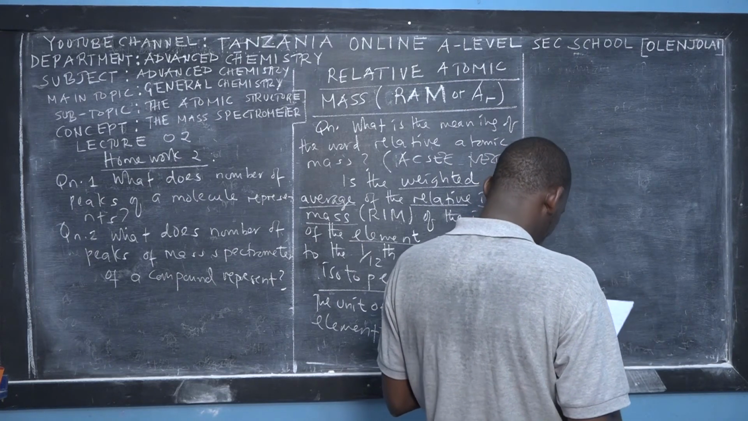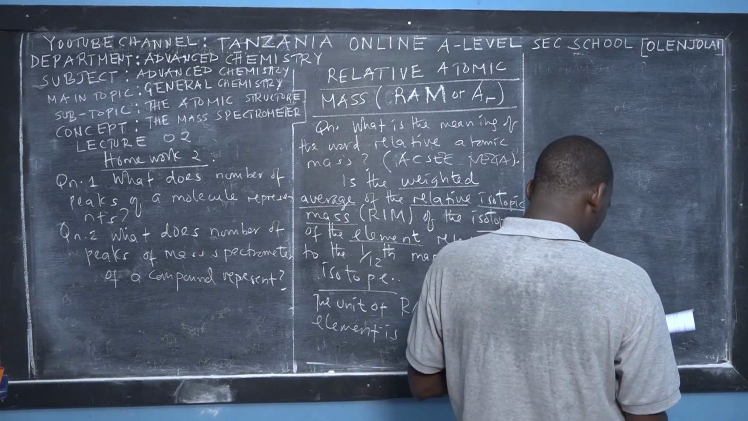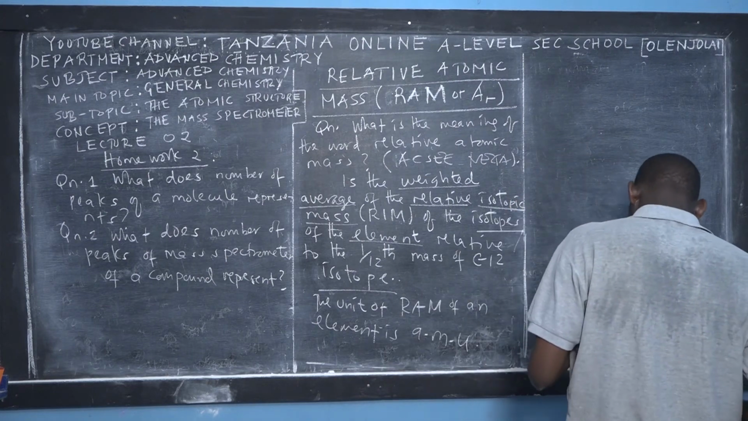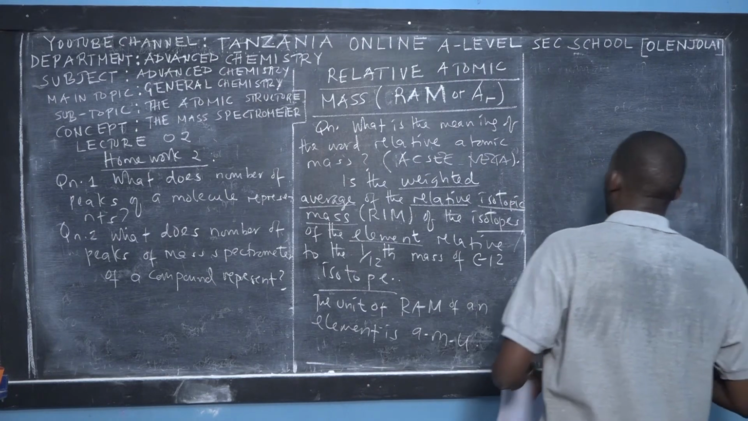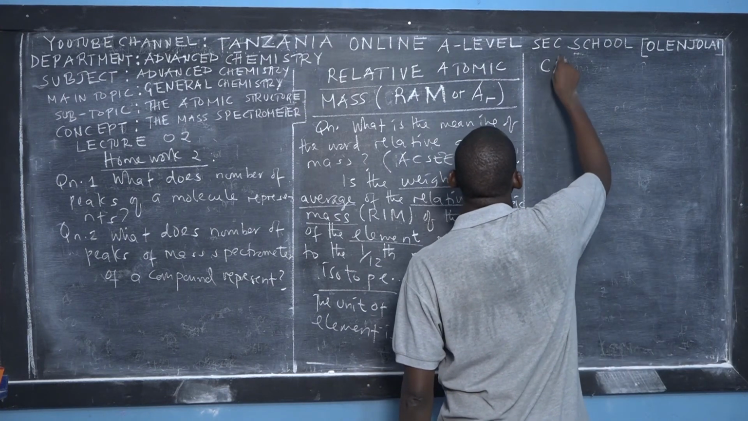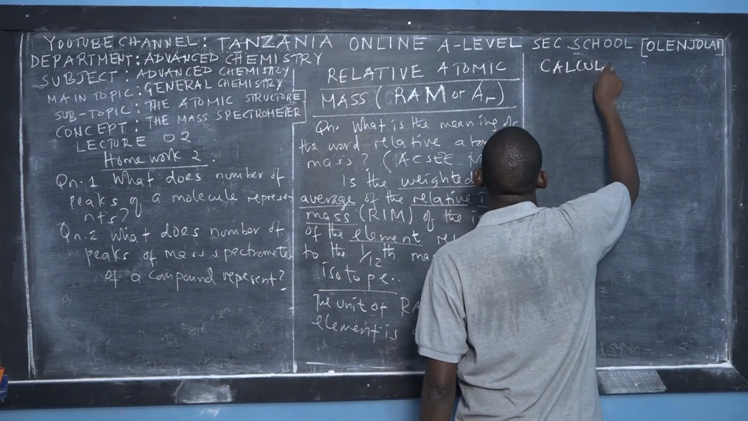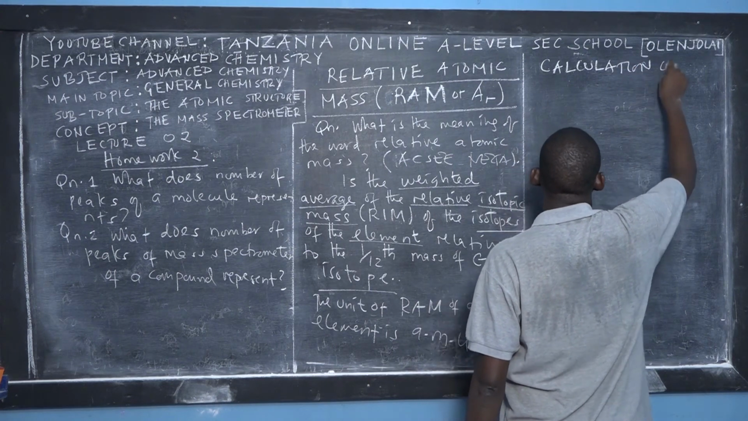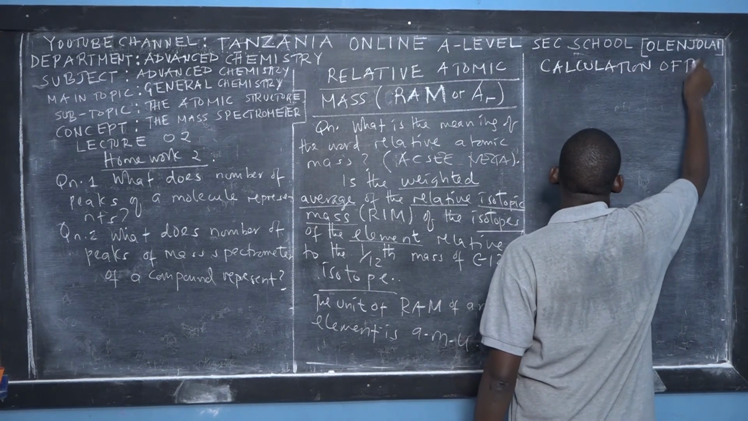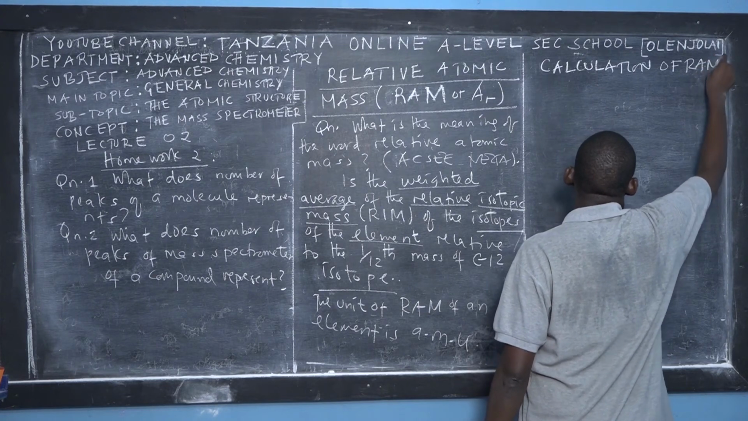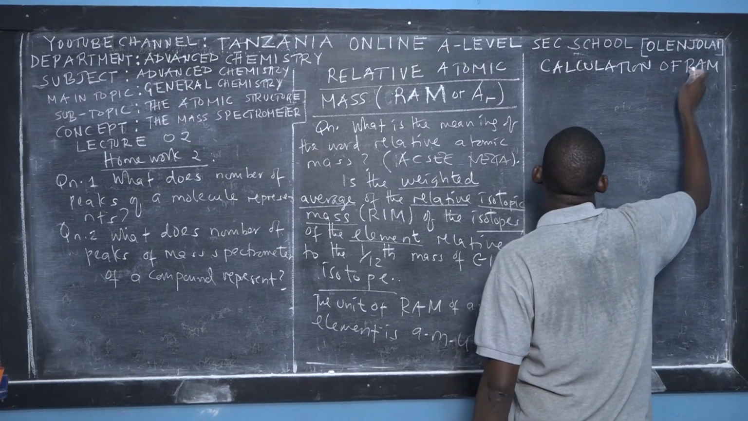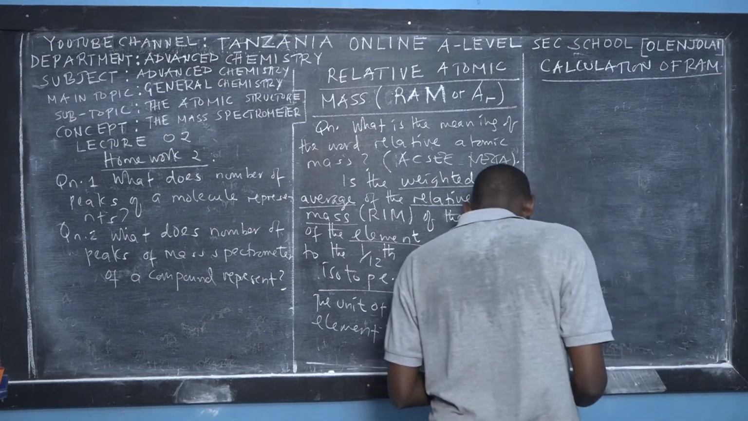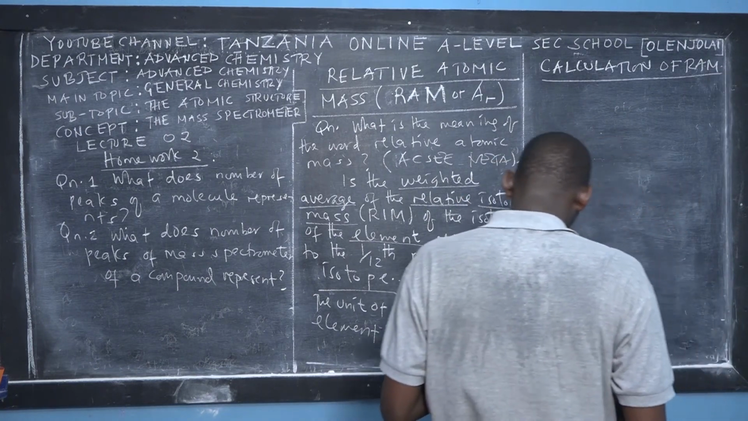So then, I don't want to waste much of your time. Allow me now to take you into the calculations of relative atomic mass. So, calculations of relative atomic mass. How do we calculate?